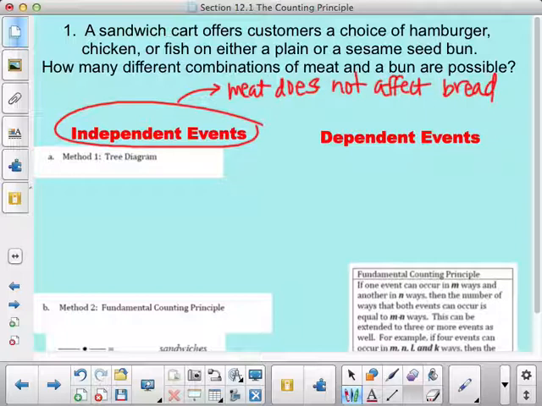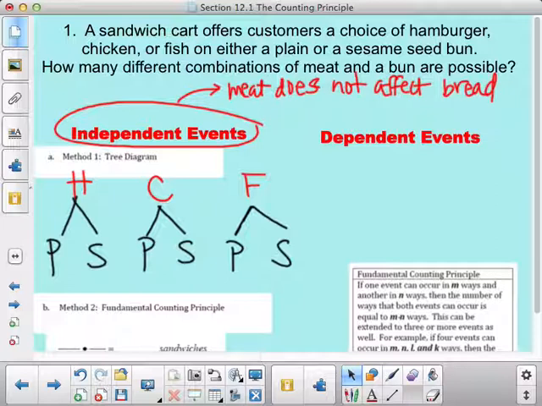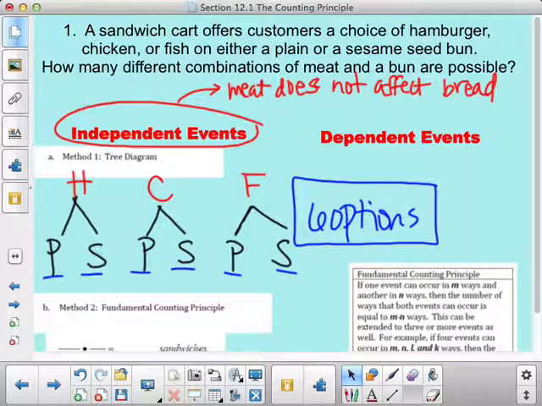So we want to know how many options there are. First option is to do a tree diagram. Well, I have 3 choices for a sandwich. I can have hamburger, chicken, or fish. And off of that, I can have a plain or sesame seed bun for each one. So I would have 6 total options for sandwiches, if I count up 1, 2, 3, 4, 5, 6. This example was pretty small. I only had 3 choices of meat and 2 choices of bun, but it could get pretty big if I had to do a tree diagram for everything.